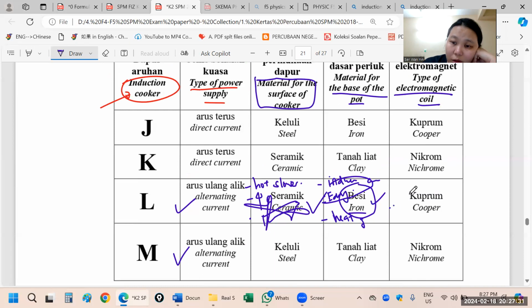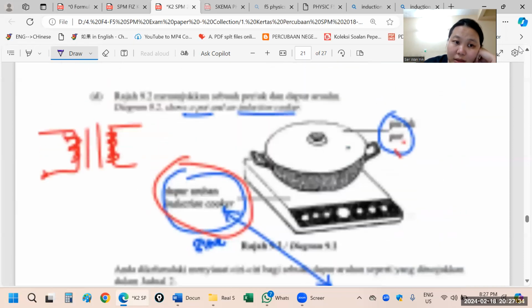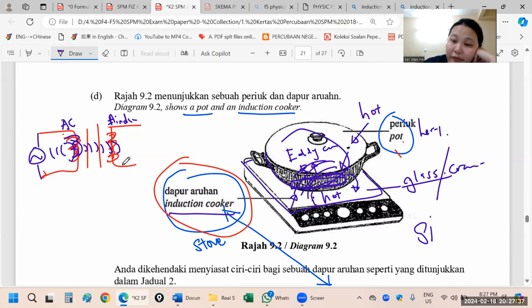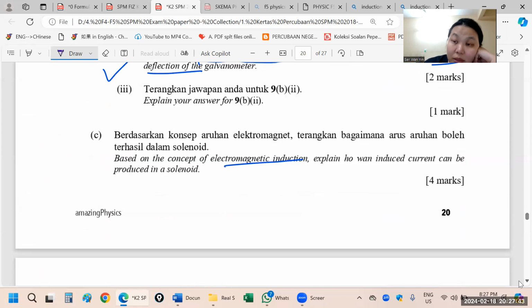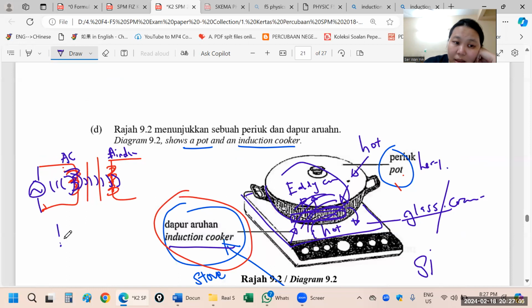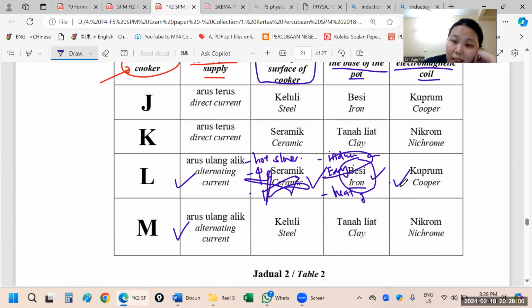Electromagnetic coil. Copper, like our transformer. Electromagnetic coil means our transformer coil, copper. Why? Low resistance, so high current can pass through. So current will induce what? So a current-carrying conductor will produce magnetic flux. So for this one you can say increase more magnetic flux. More magnetic flux. Okay.